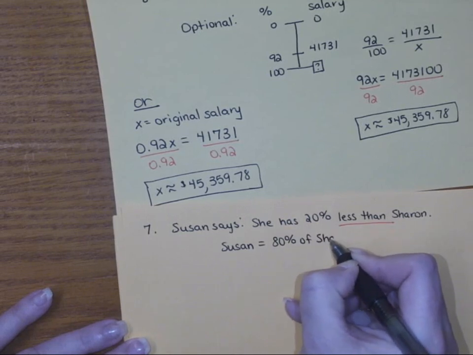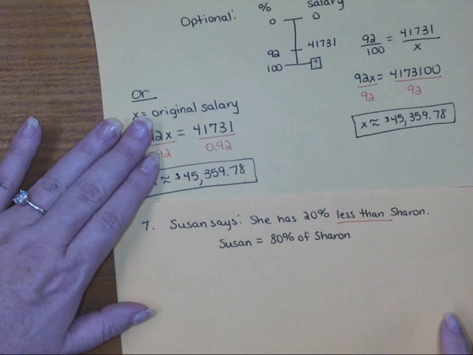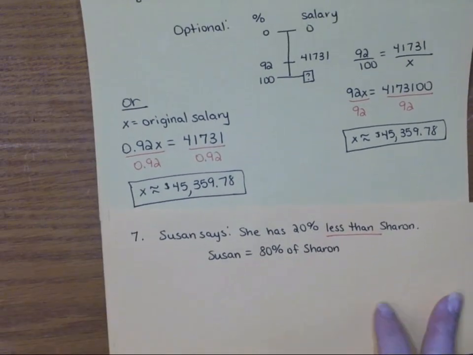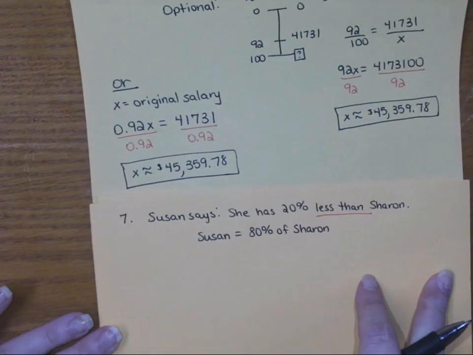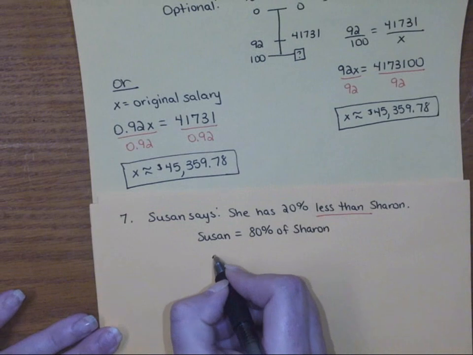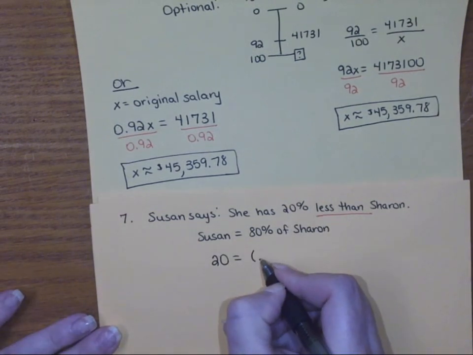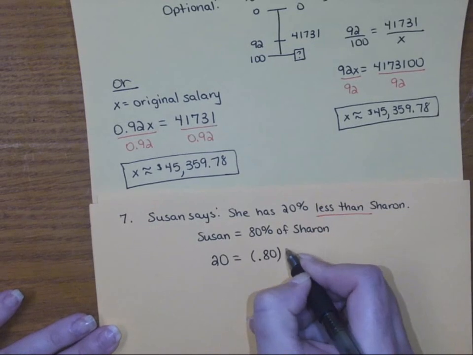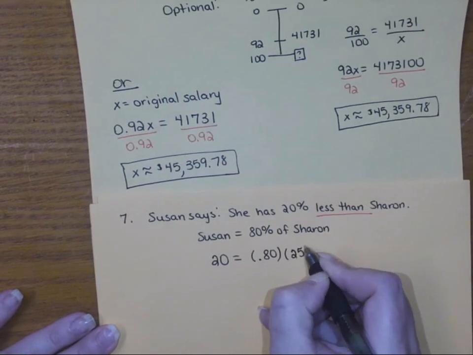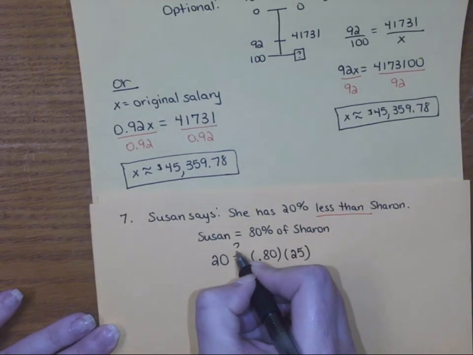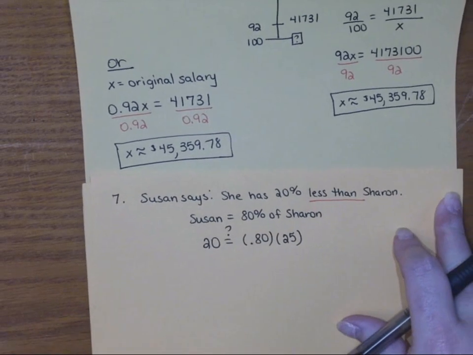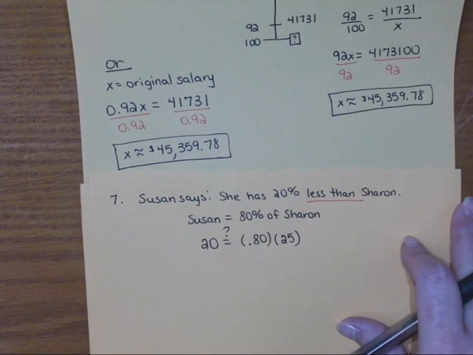How did I get 80%? Well, if it's 20% less than, then I subtract 20% from 100%. So let's see if this works. We already know that Susan has $20. So the question is, is that 80% of what Sharon has, which is $25? And I'm going to put a big fat question mark here because I'm not sure this is right. I'm trying to evaluate who is right.